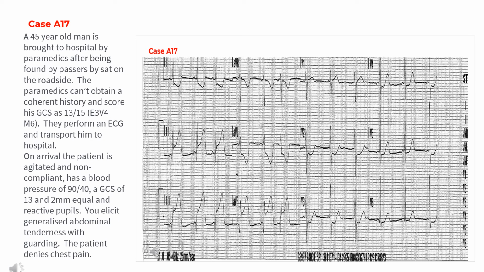On arrival, the patient is agitated and non-compliant, has a blood pressure of 90/40, a GCS of 13 and 2 mm equal and reactive pupils. You elicit generalized abdominal tenderness with guarding. The patient denies chest pain.